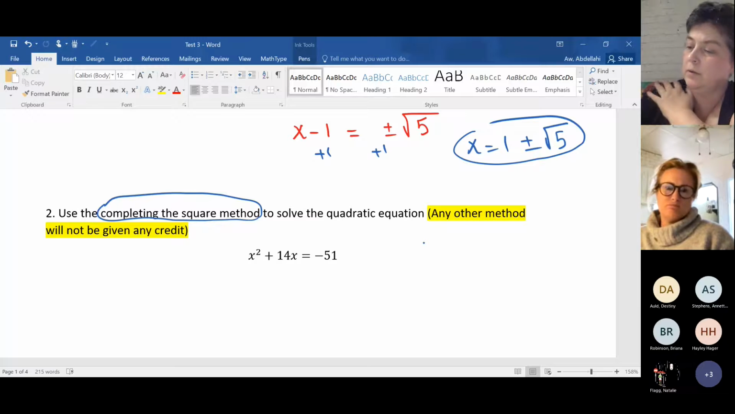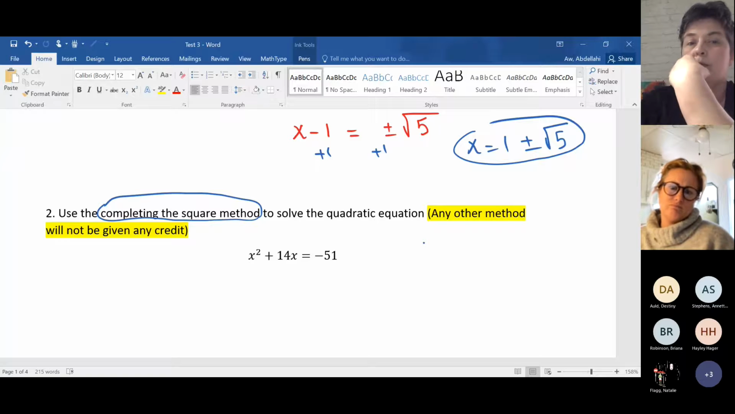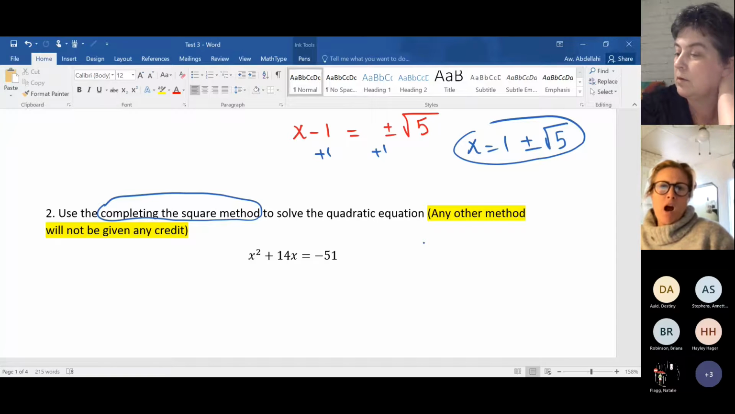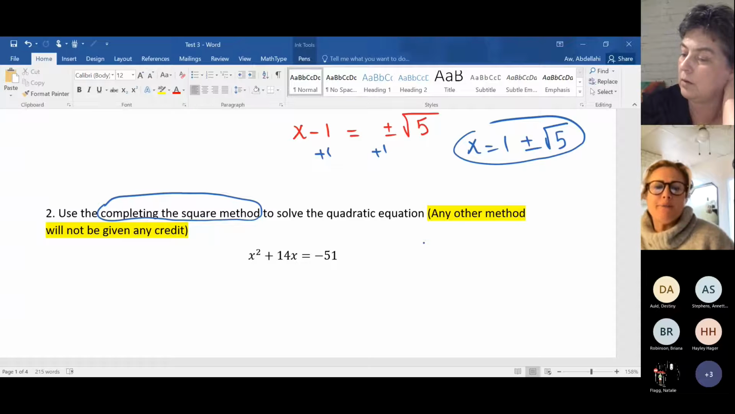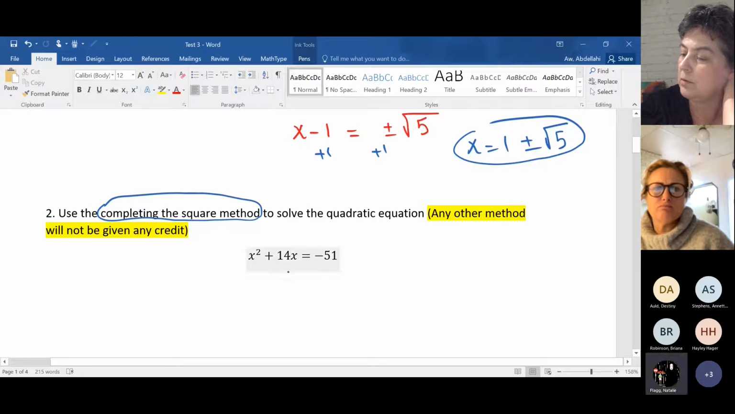49, right? Can you tell me what are the two steps we follow to get to 49? You divide 14 by 2 and then you square. You divide 14 by 2, which is 7. You square 7, you get 49, right? So you add 49 to make it a perfect square. So we add 49 here.